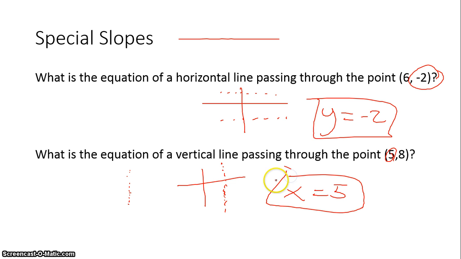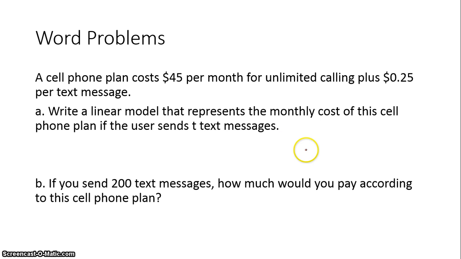And we're done. So the key to these questions is knowing vertical line is x equals, horizontal line is y equals. And let's see what we got next. All right, word problems.